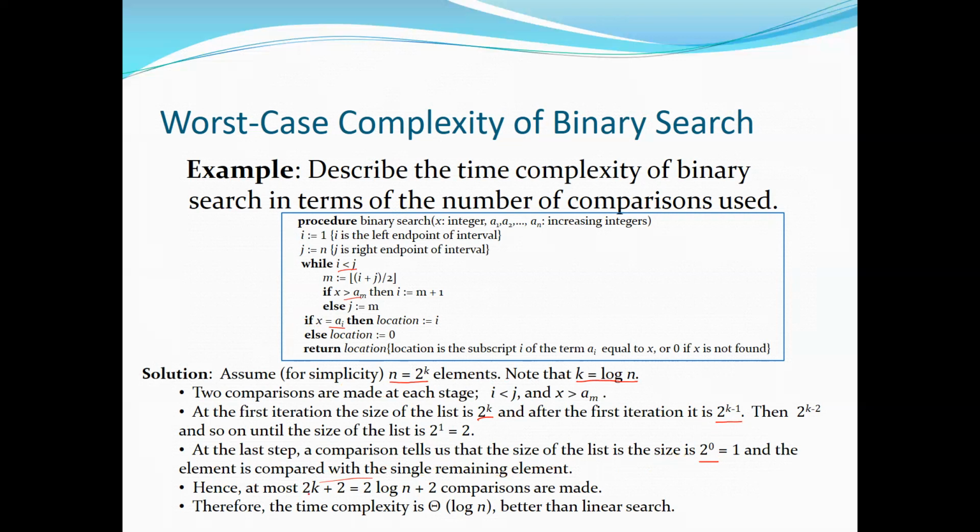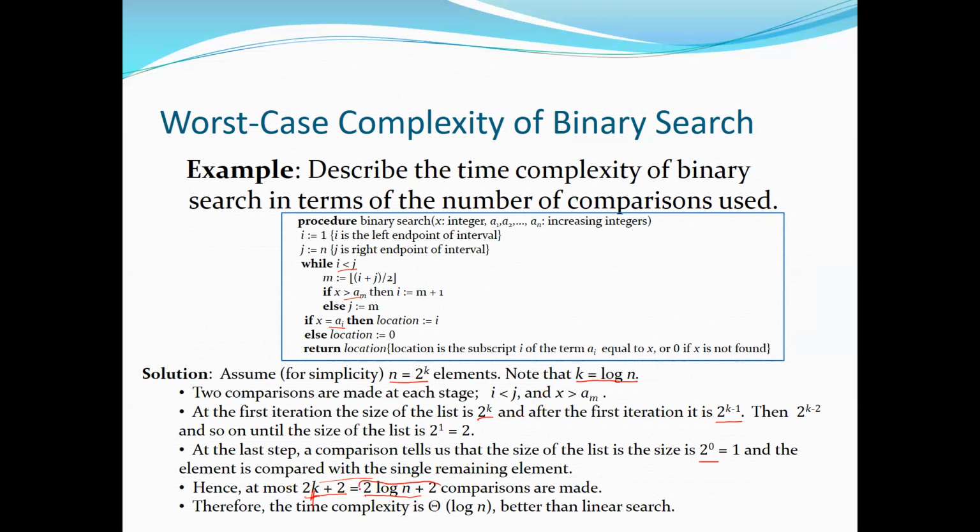Hence at most 2k plus 2 comparisons would be made, which is equal to 2 log n plus 2. So how are these comparisons made? Based on the above discussion, the list is reduced down to 2^0, and at the end a maximum of 2k plus 2 comparisons will be made. If we replace the value of k, we already know that k is log n, that would be 2 log n plus 2, right?